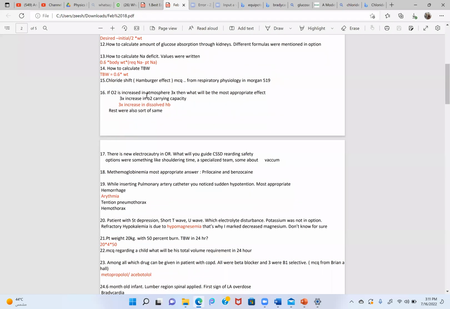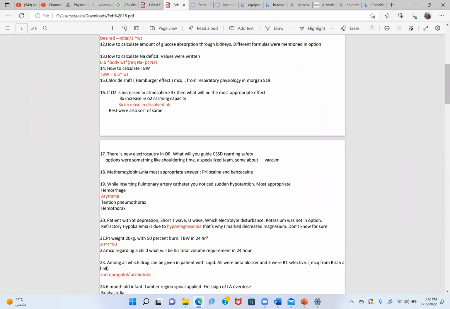Okay. If oxygen is increased in atmosphere 3 times, there is a 3% increase in dissolved oxygen. Okay. What if it is 3 atmosphere? You understand this question? The pressure has an effect on the dissolved oxygen, which is actually a minor portion, and we use this phenomenon in treatment of which condition? Carbon monoxide poisoning, gangrene, anastomosis, skin grafts, things like that.